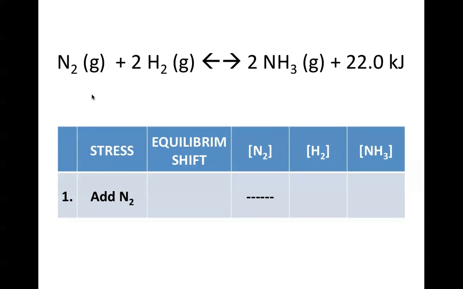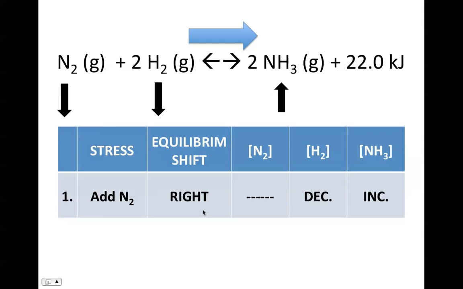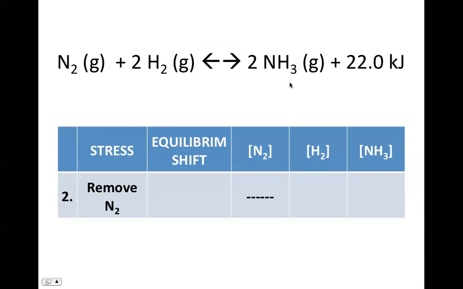So say I add nitrogen gas. What occurs? Well, whatever I'm adding to, I'm going to shift away from. So I'm going to be shifting right. Now, whatever I shift towards is going to go up. Whatever I'm shifting away from is going to go down. So here again, I'm shifting right. I'm going to be decreasing my amount of hydrogen and increasing my amount of ammonia.